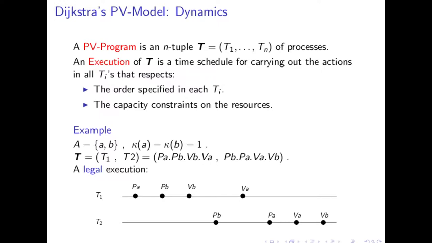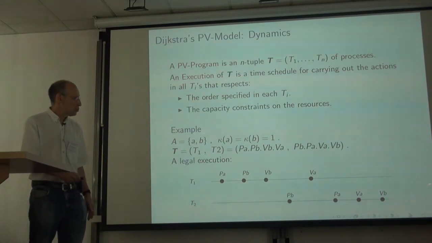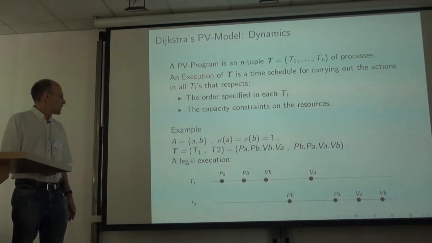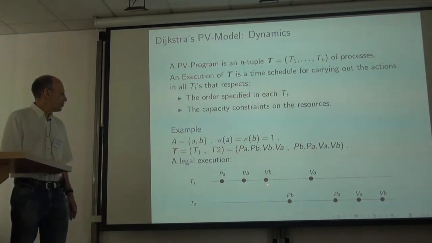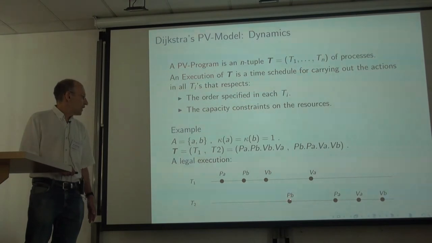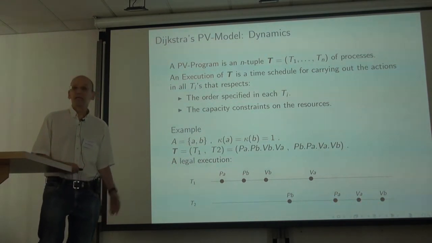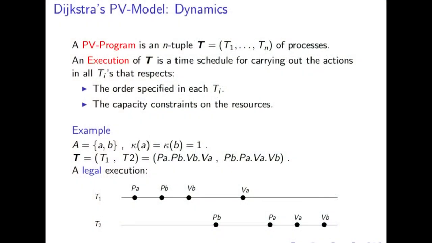So here is an example. We have A and B as the resources with capacities 1, and we have these two processes. And we line them up according to time. Time flows in this direction. And here is a legal execution. So we first access A, T1 accesses A, then accesses B, releases B, and releases A. And T2, after T1 releases B, then T2 accesses B, and then after a while it accesses A, releases A, and releases B. So here is an example of a legal execution, and here is an example of an illegal execution. This is illegal because at this time point, the resource B was accessed twice. This is illegal.